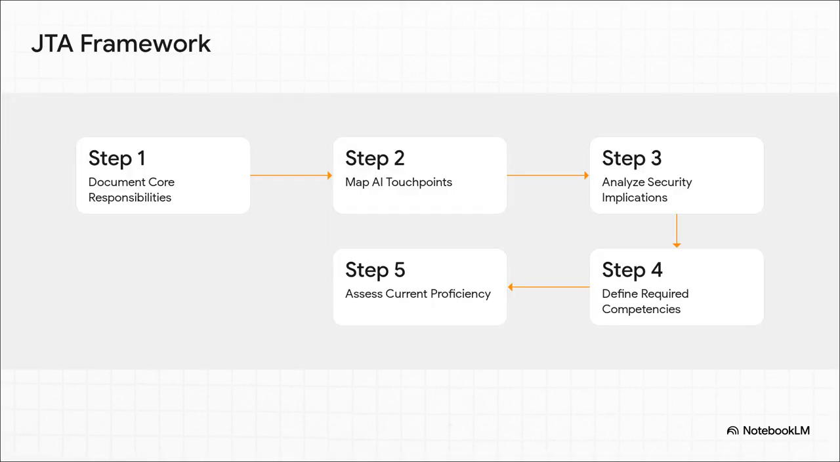And here's the entire process, right here in a nutshell. It's a 5-step framework. You start big by just documenting what a person's core job is. Then you zoom in, finding every single one of those AI touchpoints. From there, you analyze the security risks, figure out what doing it right actually looks like, and then finally, you see where your team is at right now.